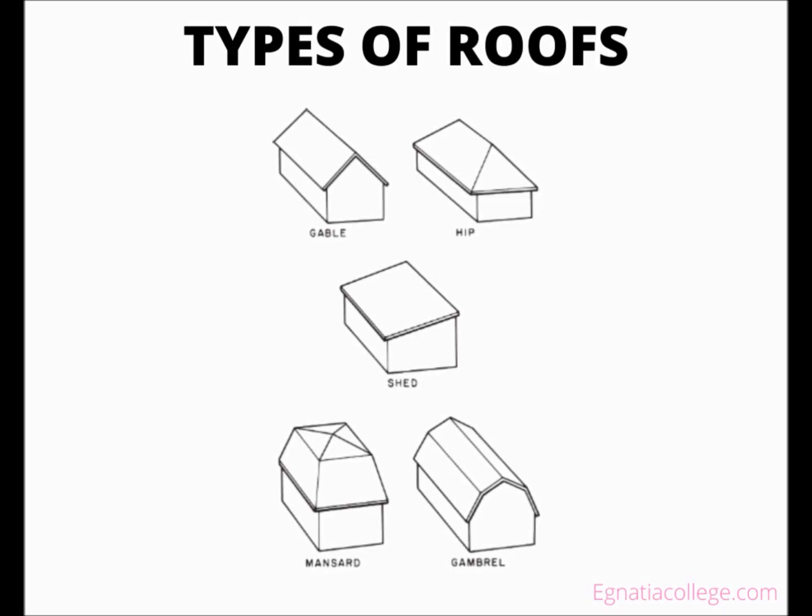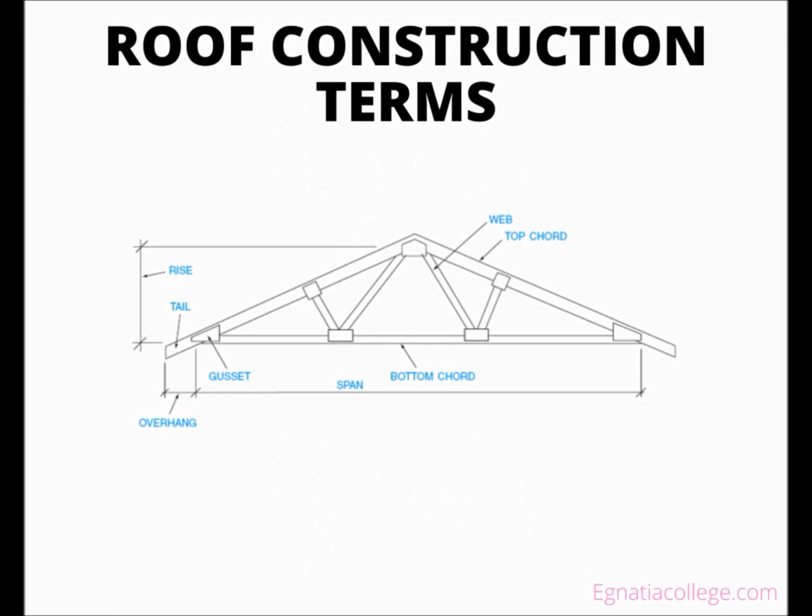The shed roof is a simple sloped roof with no ridge. A shed roof is much like one side of a gable roof. This type of roof is used in modern architecture and for additions to existing buildings.